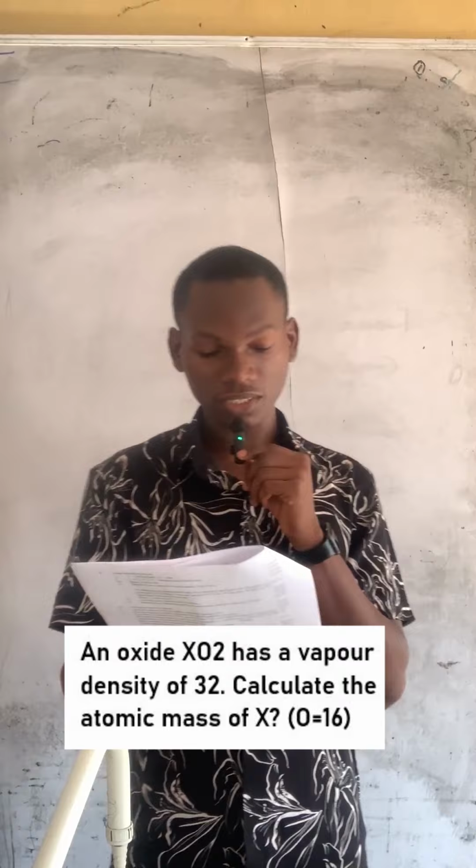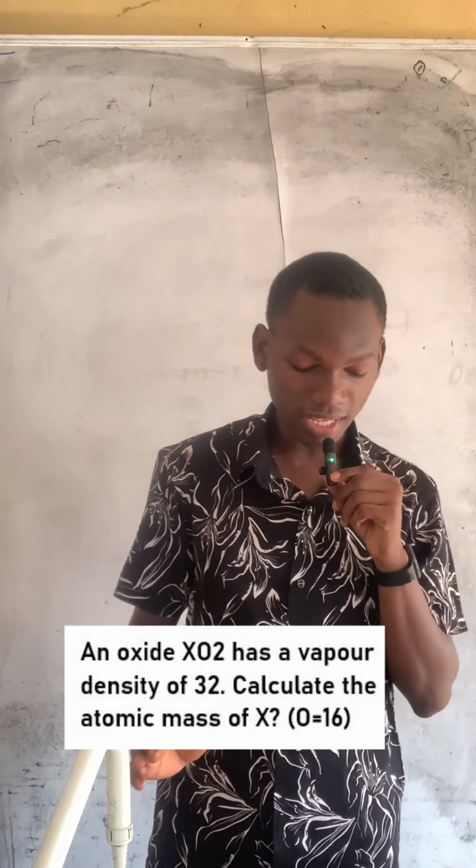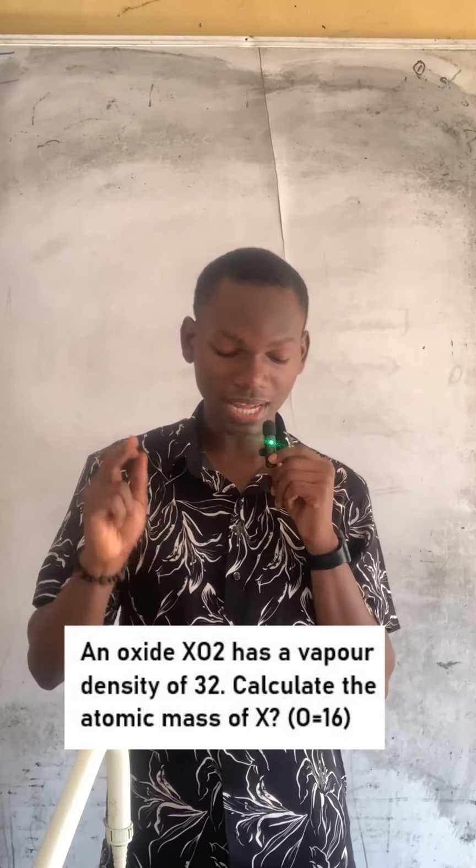The question is a very straightforward question. Now, what does the question say? The question reads, an oxide XO2 has a vapor density of 32. Calculate the atomic mass. What's the mass of X?